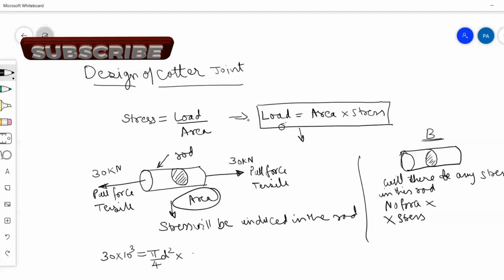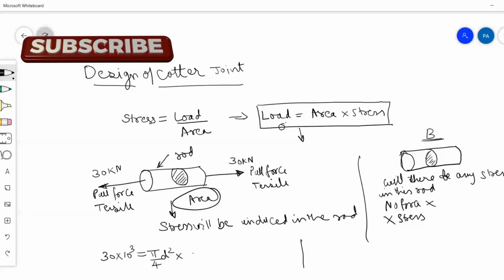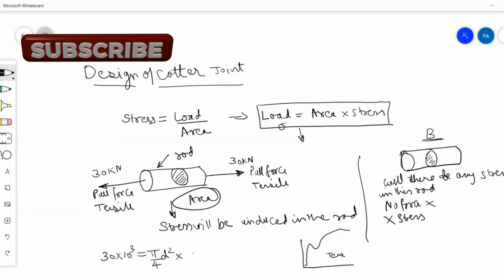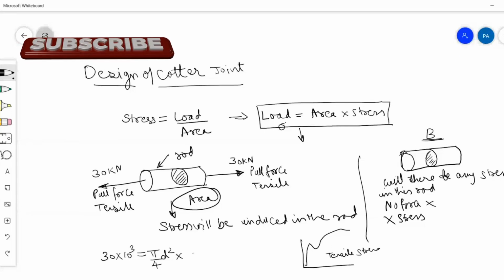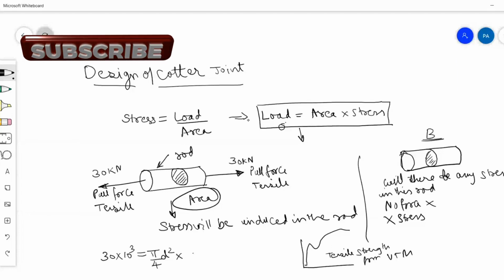Now what is the value of stress? From where will we get it? Yes, from the design data book. And from where has the design data book found the values? They are found from the tensile strength from UTM. So from UTM, they have these values of tensile stress and yield stress.